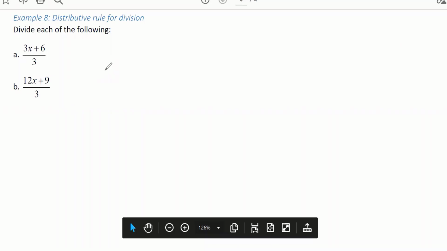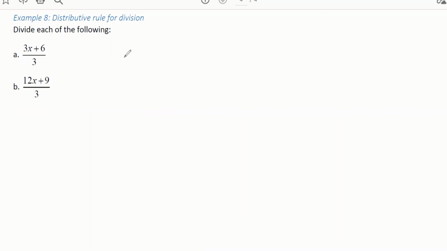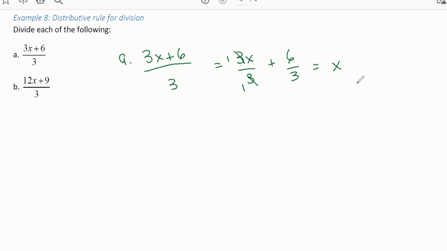Let's do the distributive rule for division. In A, we have 3x plus 6, that whole thing divided by 3. So we need to do 3x divided by 3 plus 6 divided by 3. 3x divided by 3, divide top and bottom by 3. And we're left with x over 1, which is x, plus 6 divided by 3 is 2.